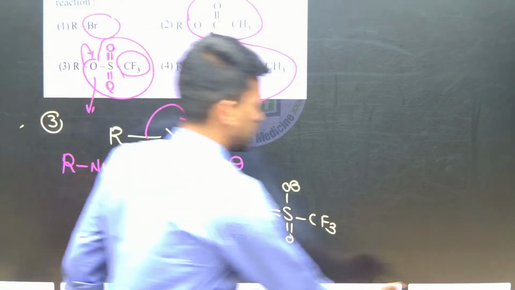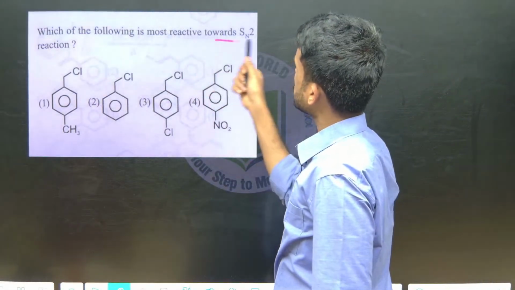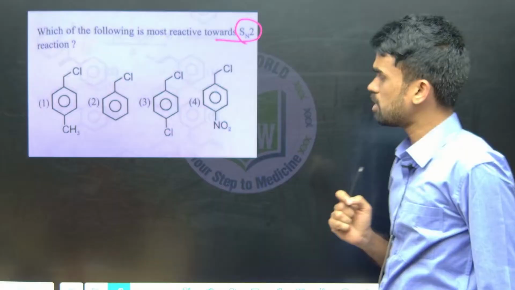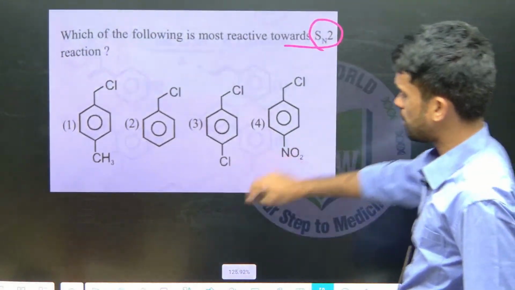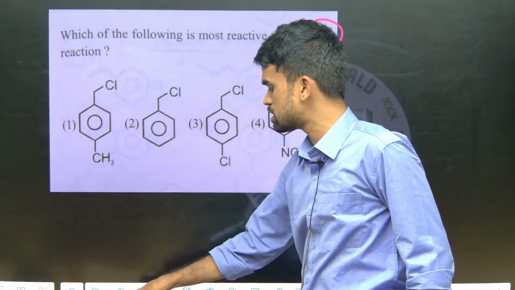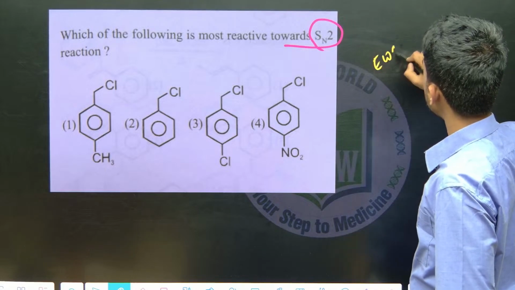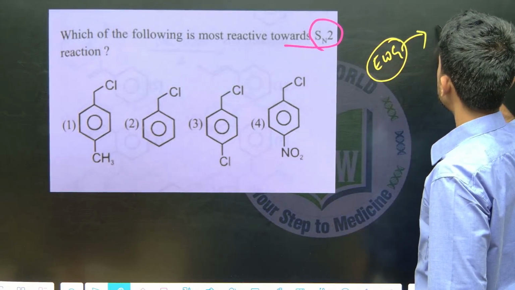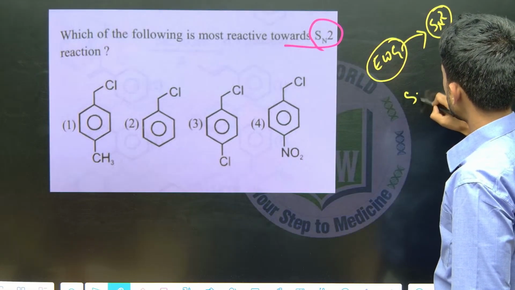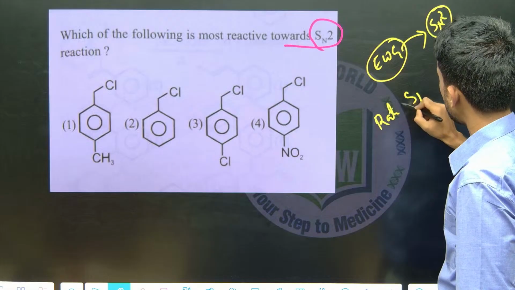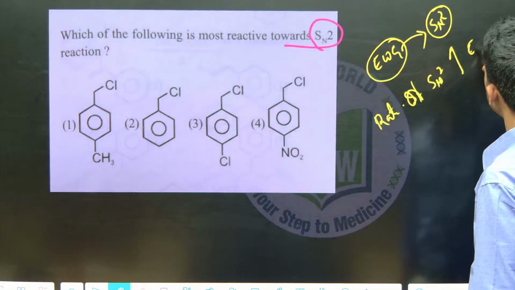Right. Let me give you one more question here. Which of the following is most reactive towards SN2 reaction? Tell me, in SN2 reaction, which compound is more reactive? Now, I told you during our discussion in the first session on SN1 and SN2 that electron withdrawing group containing compounds favor the SN2 mechanism, or I can say the rate of SN2 reaction is increased by electron withdrawing groups.